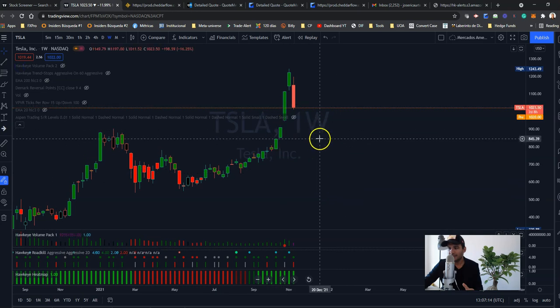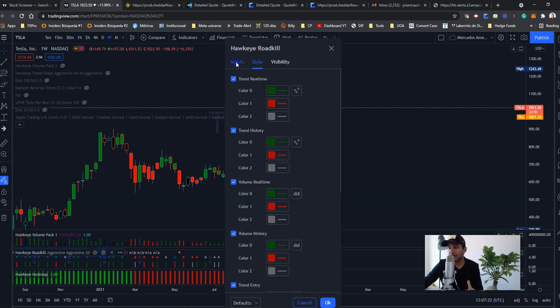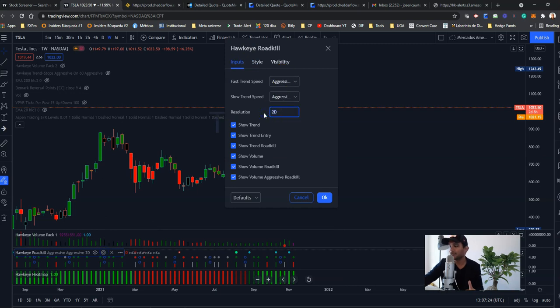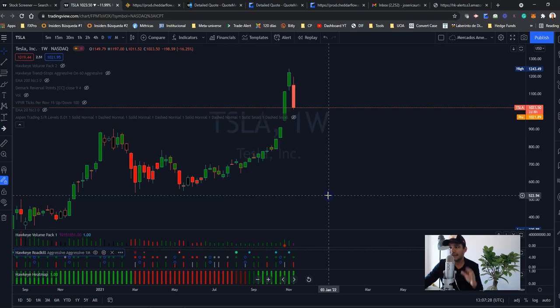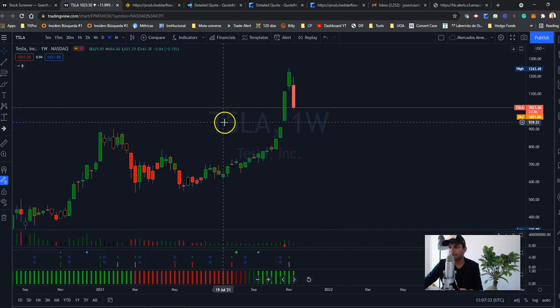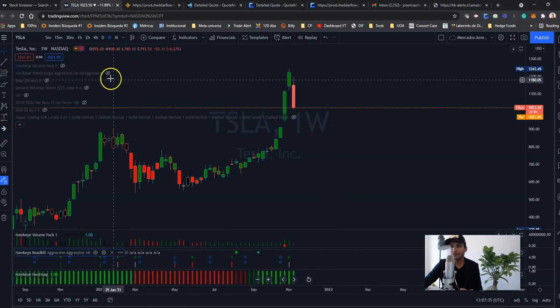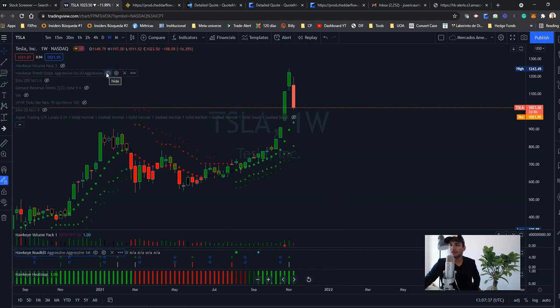Randy told me in the weekly, he likes roadkill. It cannot be lower than the time frame you're trading with. So you change that, and rather than 2D, you go with 1 month, all right? So these are the settings Randy suggested, so that's updated, and I'm going to add Hawkeye Trend Plus Stops. See? Okay, perfect, we got that.